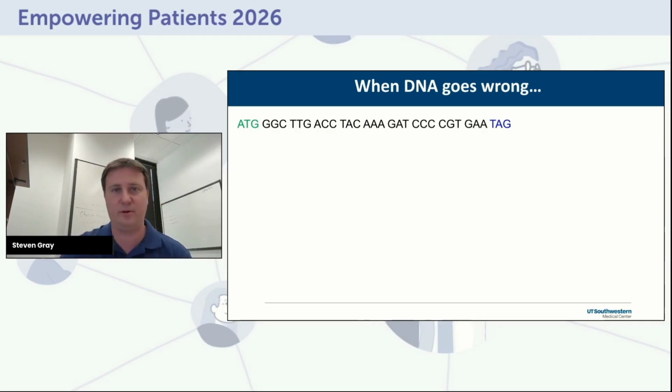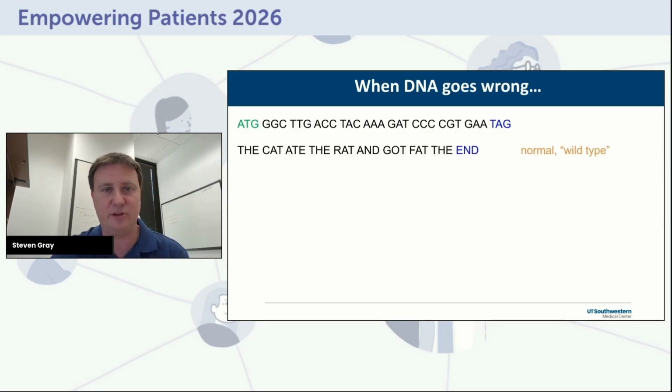And so all the 3 billion letters in your DNA are basically organized like this, where you've got your genes, which are the sentences, broken up into 3-letter words called codons. And just to make this a little bit easier to read, I've transferred this into a sentence made up of 3-letter words that we can read, and it makes sense. It has meaning. The cat ate the rat and got fat. The end. Okay, so it has a beginning, it has an end, and the sentence makes sense, and it conveys a message. And so this would be like the normal or wild type gene.